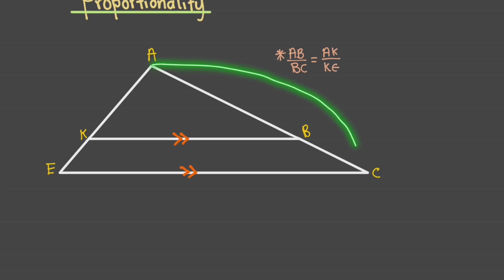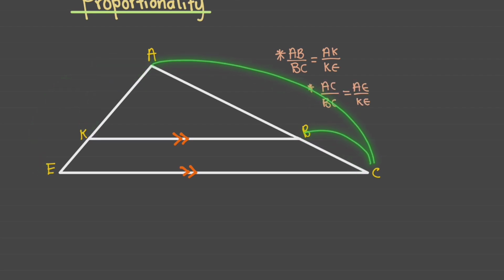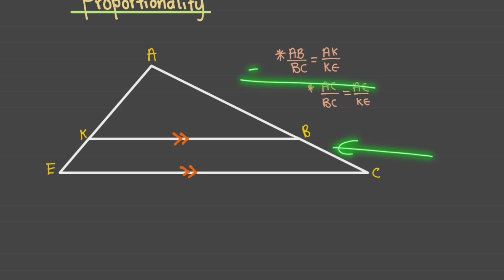You can say the length of AC over BC is the same as the ratio of AE over AK. Notice that I'm dividing the longer side by the shorter side on both sides. So it's AC over BC, which is the same as AE over KE. So this is the same ratio. However you want to divide, someone can say the ratio of BC over AB is of course equal to the ratio of KE over AK.